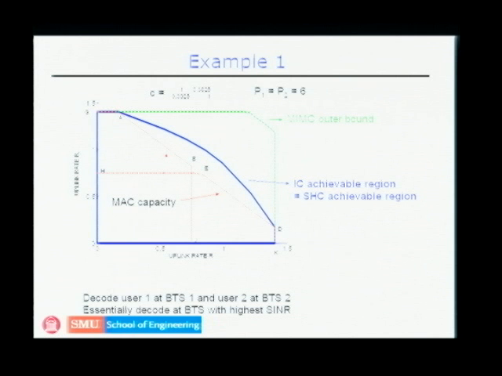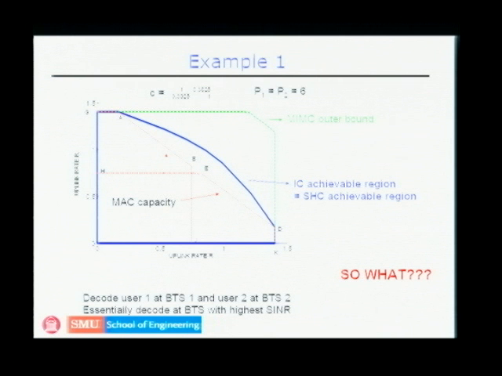So this is the capacity region of one of the MACs on R1 and R2. This is the capacity of the other MAC, the two reds, and this blue is the capacity of the interference channel, because you can see it's of this form. These two are very strong, and the interference is very weak. One of the interference channels gives you that. The other interference channel gives a capacity which I have not shown, which is the intersection of these two MACs. So bottom line, the interference channel capacity equals this soft handover channel capacity region in this case. You decode user 1 at base station 1 and user 2 at base station 2. Essentially you're decoding at the base station with the highest SNR.